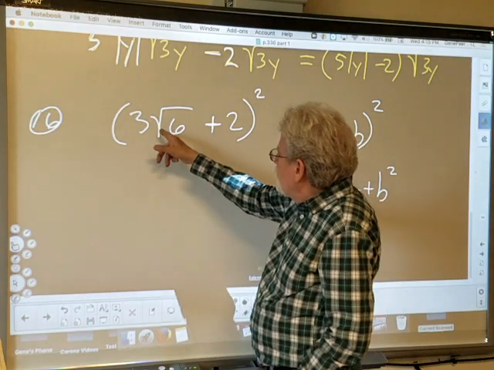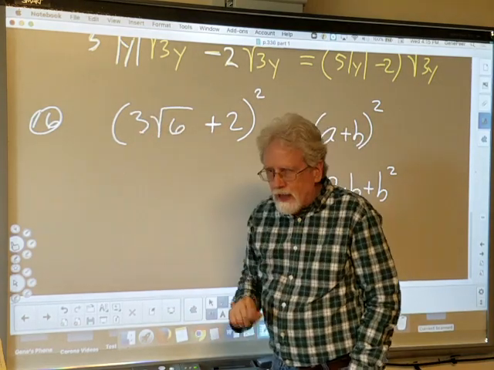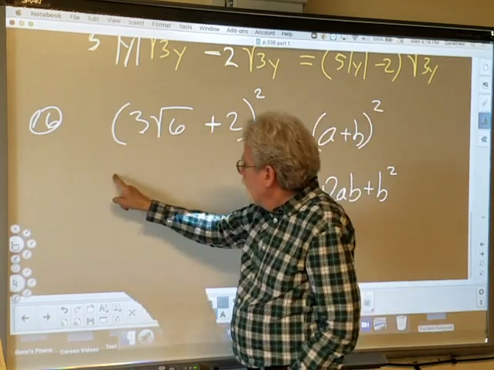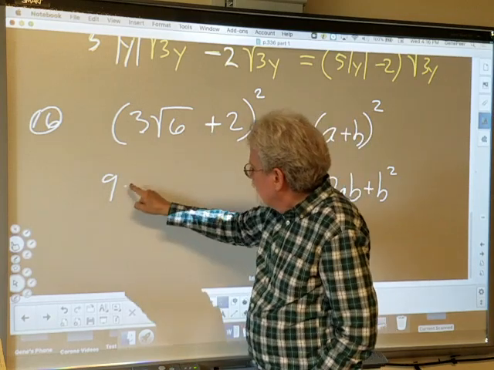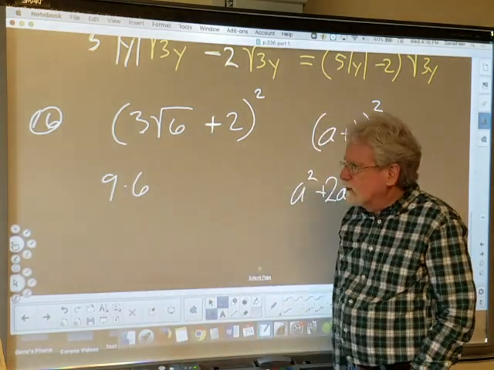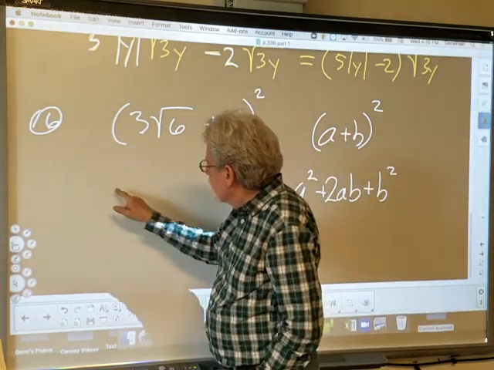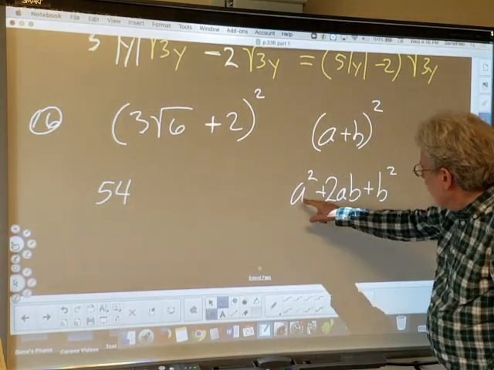So we'll square the first term. How do we square this monster? You square the 3, and you square the square root of 6, which is just 6. We've got 9 times 6. Let's go right now and change that to 54. We've got 54. That's the a squared part.